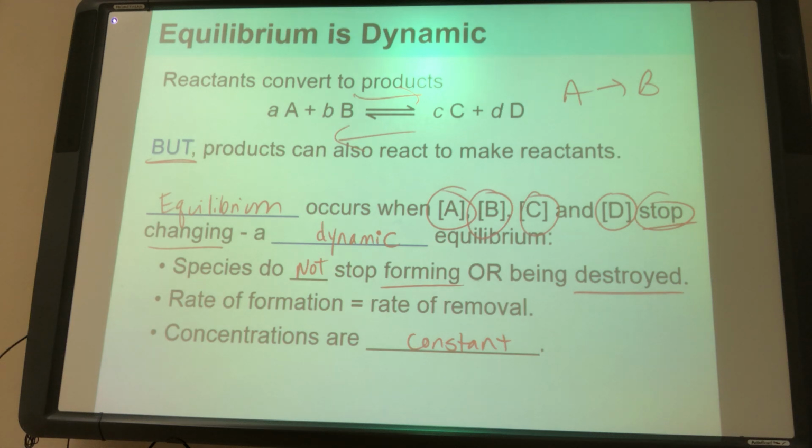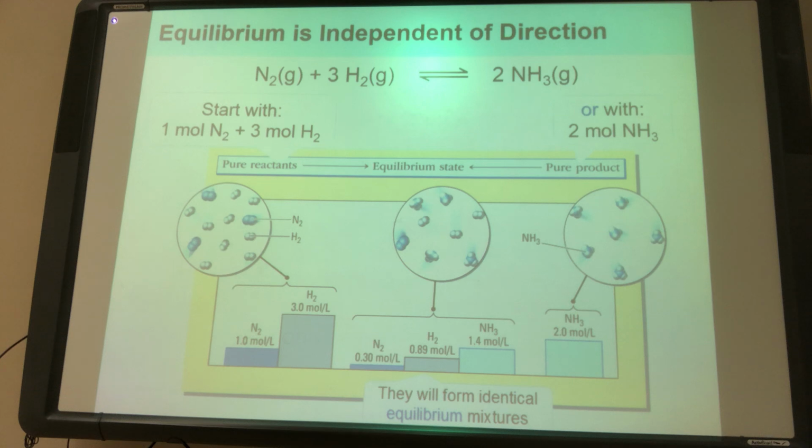All right, so let me show you this in a graph, because sometimes it's really hard for people to understand this idea of equilibrium and going both ways. At the very beginning of my reaction, right here where I have reactants, I've got a mole of N2 and 3 moles of H2. That's how much I'm going to start with.